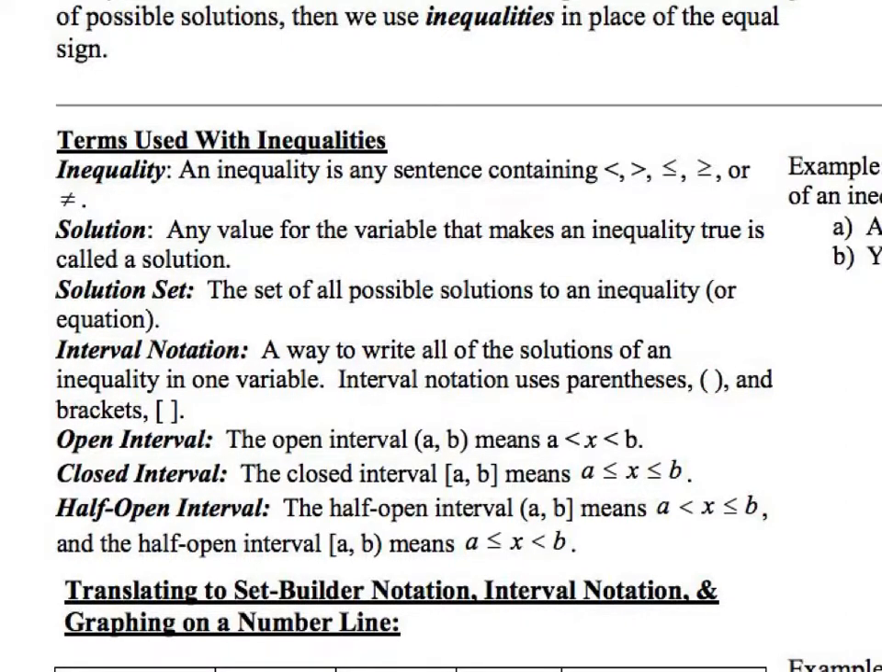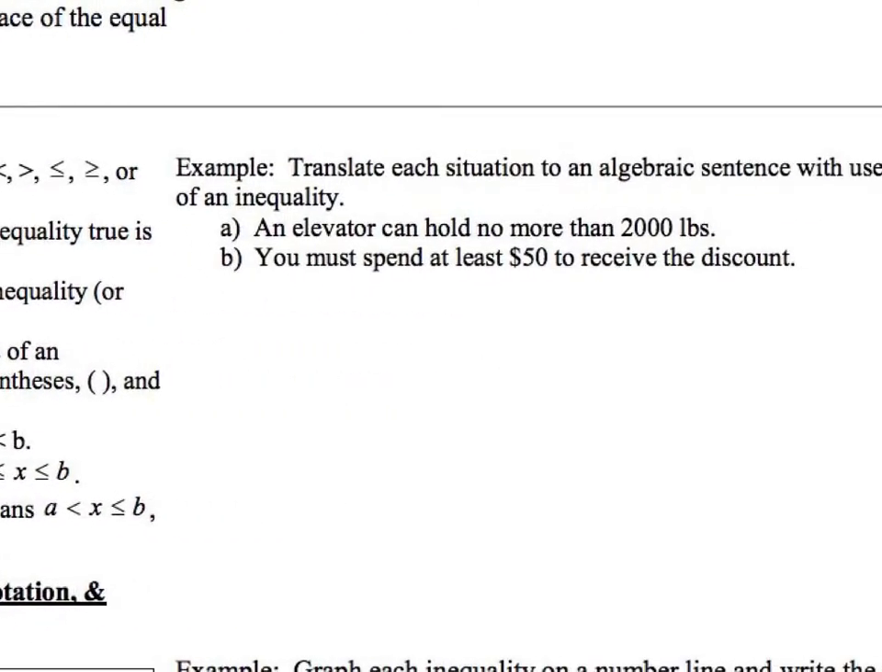An open interval a to b means a is less than x, which is also less than b. Closed means that you also contain the endpoints of that interval. A half-open interval means that on one side we include the endpoint and on the other we don't. So parentheses a, b bracket means a is less than x is less than or equal to b, and the same on the other side. We don't include a, but we include b. So let's go over here and look at some examples.